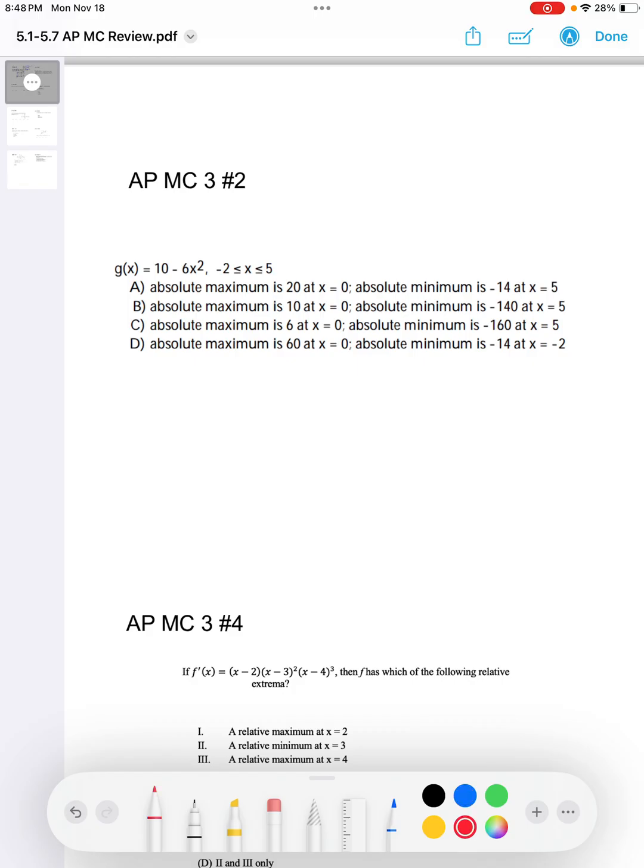Next one, we want to go ahead and find the absolute maximum and minimum on the interval from -2 to 5. So the first thing we're going to do whenever we see absolute max and mins, we're always going to think that that is the first derivative set equal to 0. That's going to give me my critical numbers, and that's the only spot where we could potentially have relative maximums and minimums. So I'm going to start by taking the derivative.